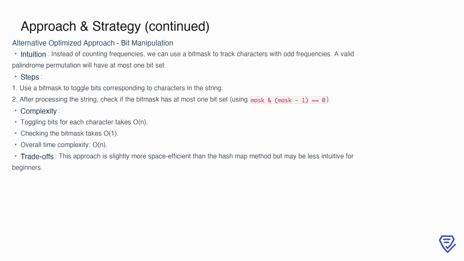A valid palindrome permutation will have at most one bit set in the mask, which can be checked efficiently using the expression mask & (mask - 1) == 0. This approach has a time complexity of O(N) for toggling bits and O(1) for checking the bit mask, making it very efficient. However, while this method is slightly more space efficient than the hash map approach, it may be less intuitive for those unfamiliar with bitwise operations, which could make it harder to implement and debug.